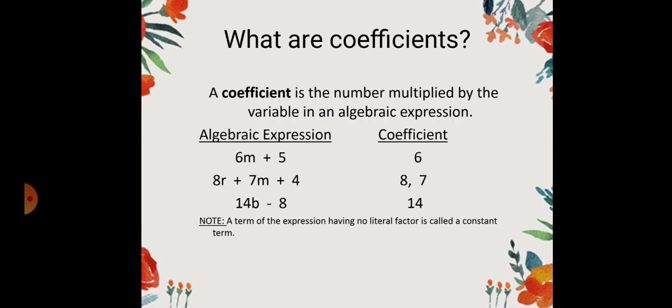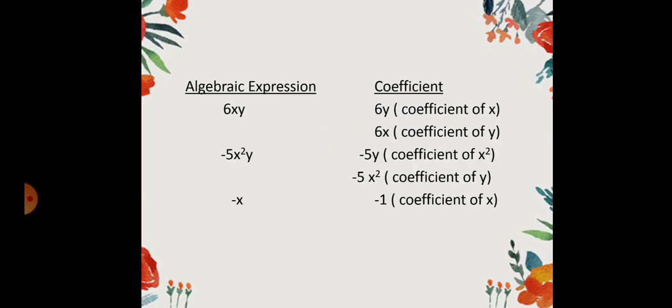We have to remember that a term of the expression having no literal factor is called a constant term. This is one important point we have to remember. I have given a few more examples to find the coefficient. 6xy. Here we have an algebraic expression with two literal values, right? x and y. So the coefficient of x is 6y, whereas the coefficient of y is 6x.